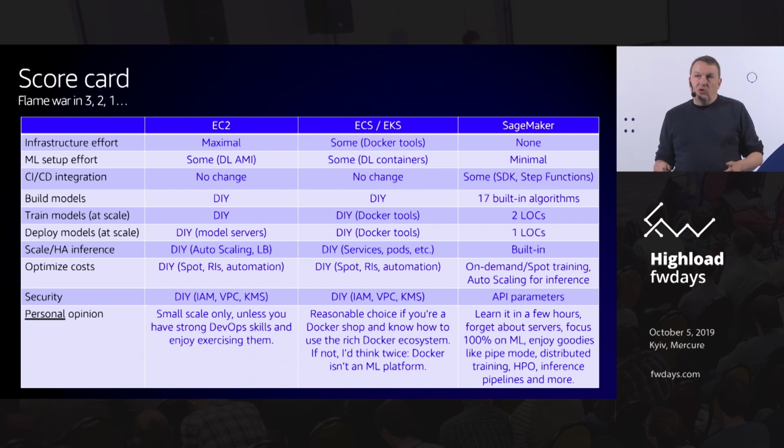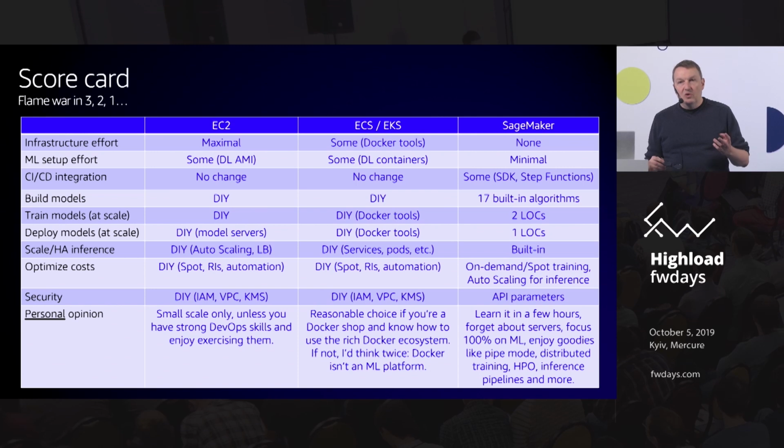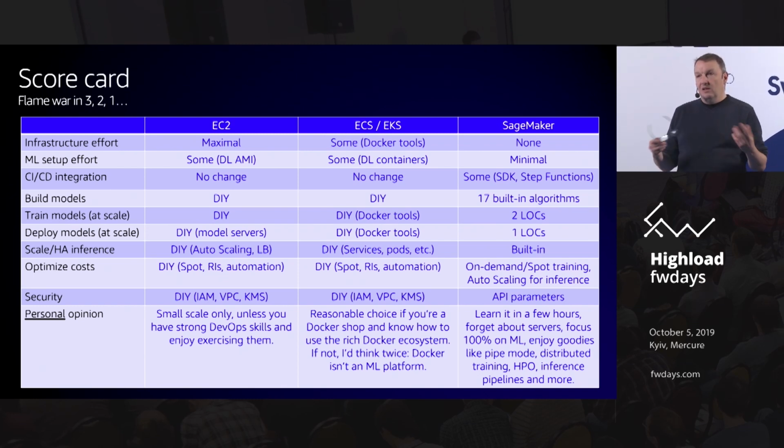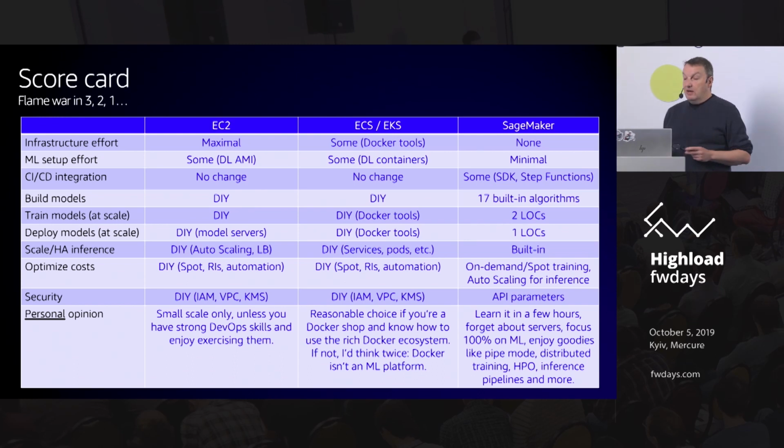But if you're not a Docker shop today, if you're not deploying to Docker, I would think twice, because Docker is a general purpose platform. It's not a machine learning platform. So if you need lots of high-level machine learning features, like hyperparameter tuning and all that stuff, you will end up building it yourself. And I don't think it's a great idea.